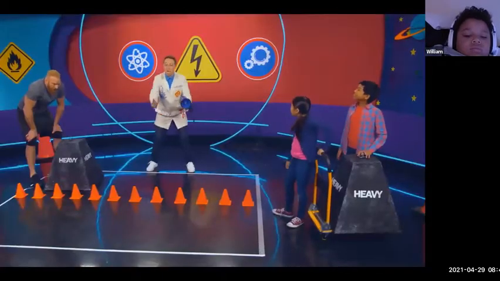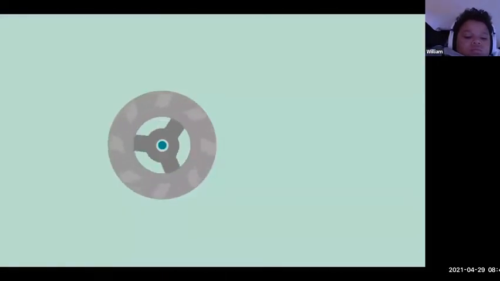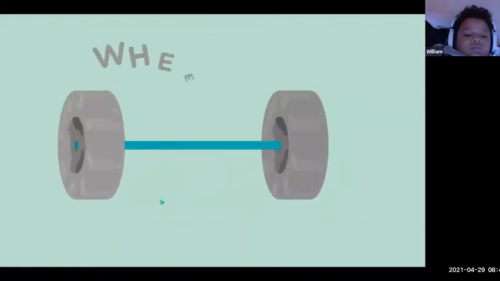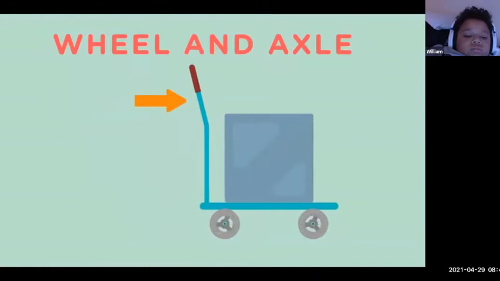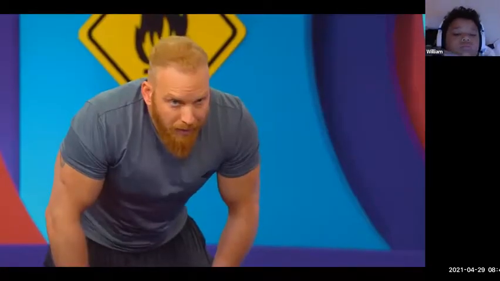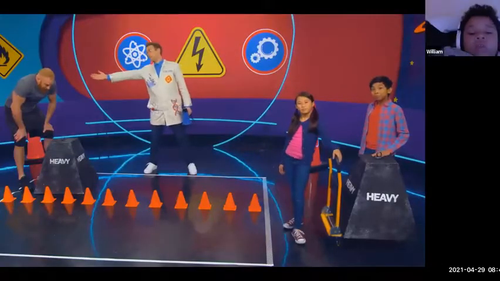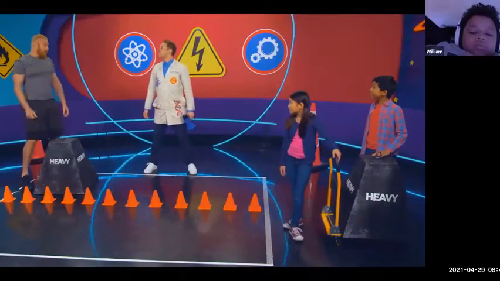You cheated. The kids were able to win again by using a simple machine. They applied force to the wheel and axle. That let them push the weight across the floor much faster and easier than someone without it. I'm warmed up now. Bring on the next challenge.